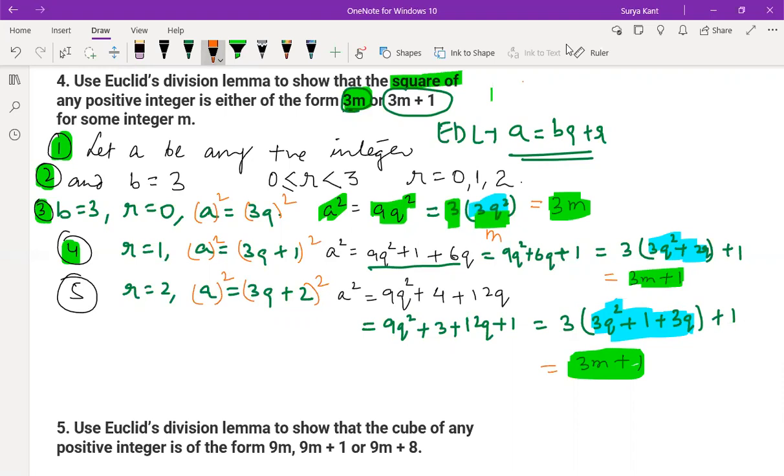Now see the fourth line. A square is equal to, squaring both sides, what do you get? A square is equal to 9q square plus 1 plus 6q. So we have to bring it into 3m plus 1 form. So take this 1 outside, and you write here 9q square plus 6q. Again, this whole part can be written as 3 into (3q square plus 2q) plus 1. So this is nothing but 3m plus 1 form. Hope you understood now, right? Because we have to bring it into 3m and 3m plus 1 form. Is it clear?